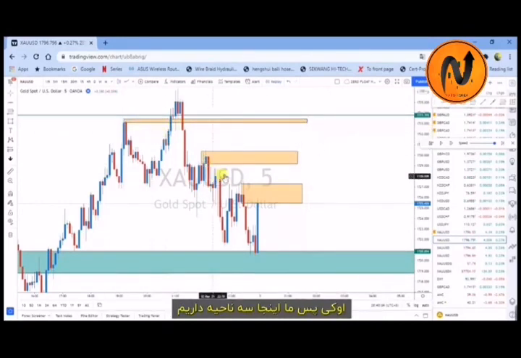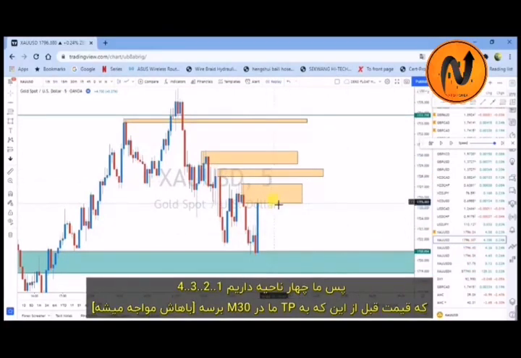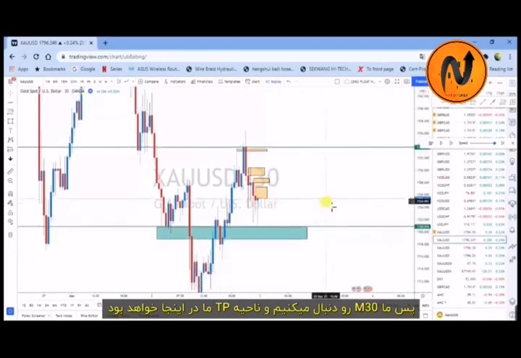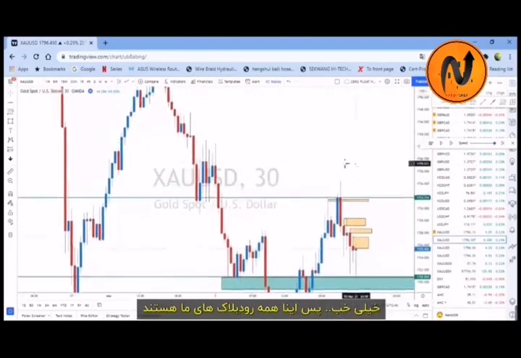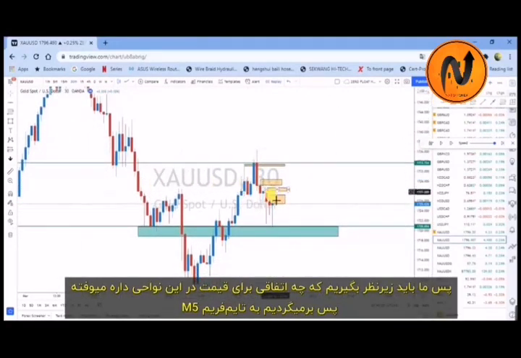Okay, so here we have 3 zones. There's another one here, rally base drop. This is a very small one, a doji. So we have 4 zones: 1, 2, 3, 4, before the price reaches our take profit at the M30. So we follow the M30 take profit area, which will be here. Okay, all right. So these are the roadblocks. We have to monitor what is going on with the price at this area.